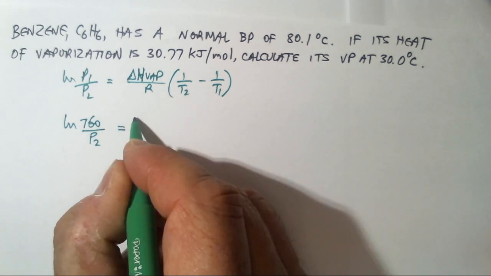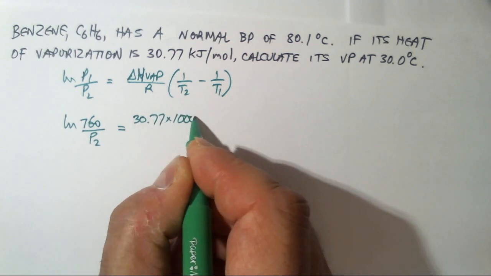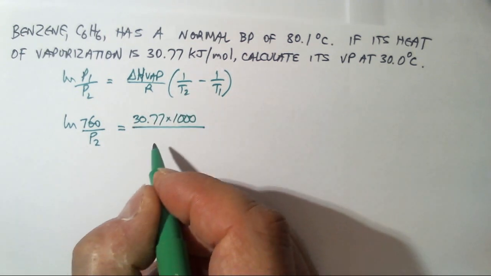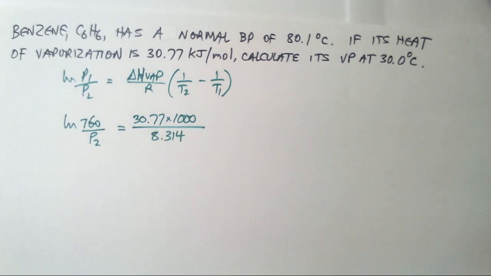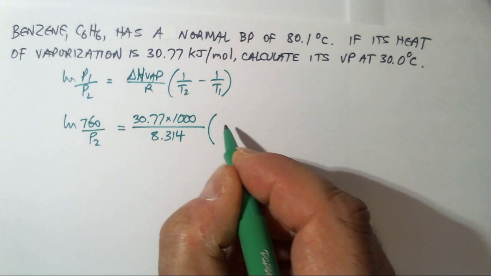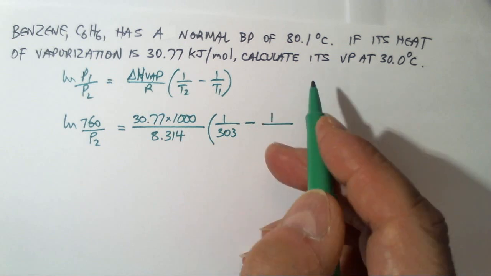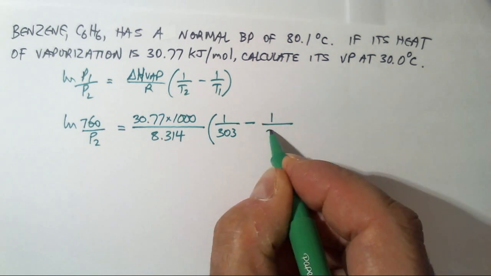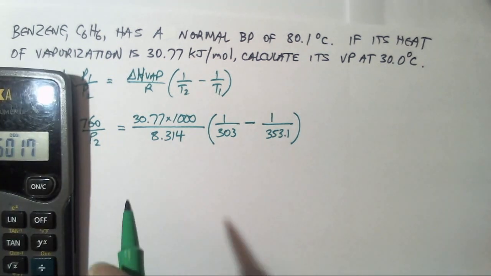This is going to be 30.77 times 1,000. Why? You've got to change it to joules because R is written as 8.314 joules per mole per Kelvin. So it's important to get that right. These temperatures in Kelvin are 303 and 353.1. I mean, we're just adding 273 to Celsius. Well, let me see if I can get my trusty calculator going here.